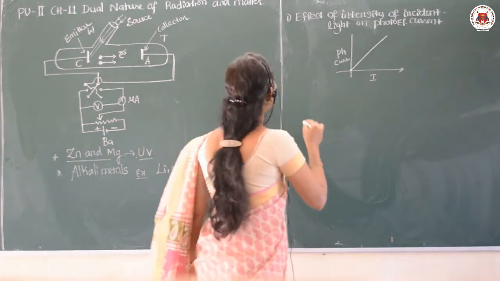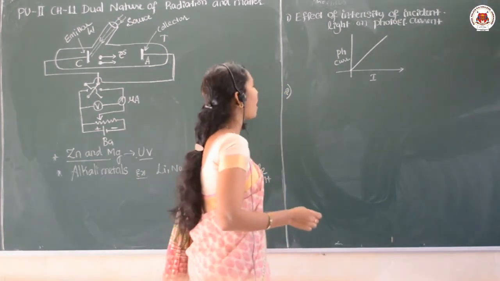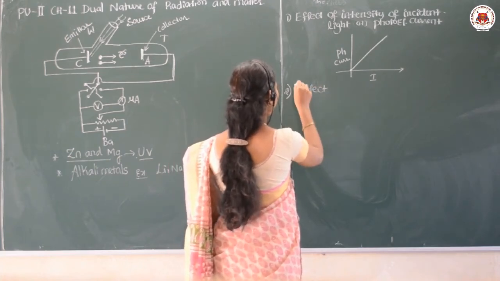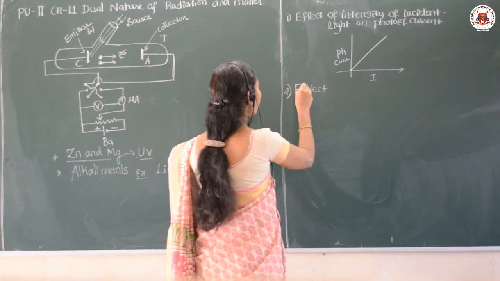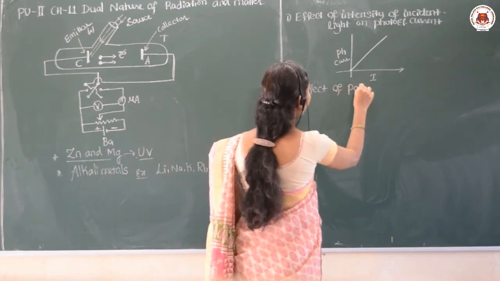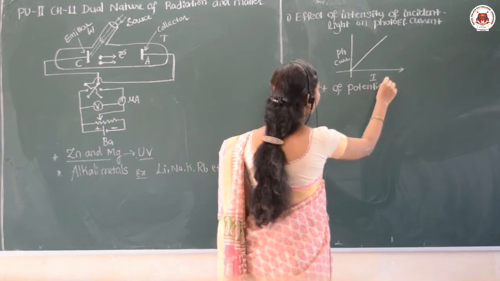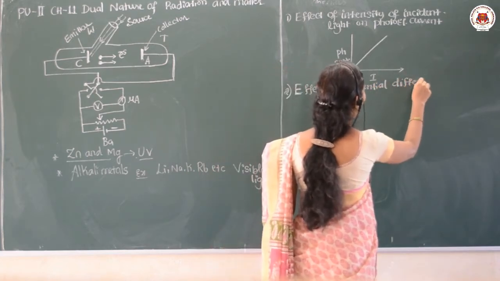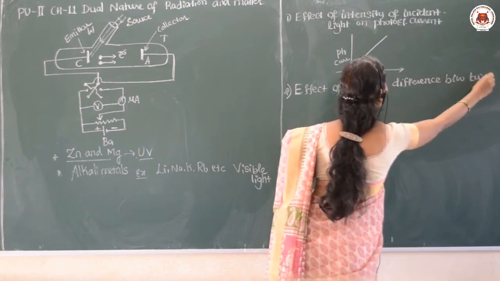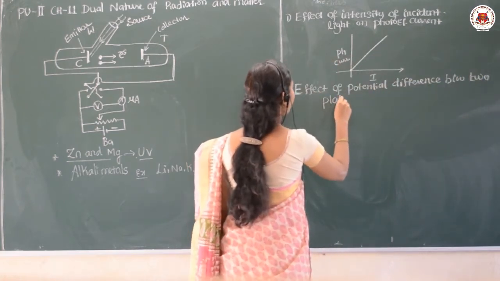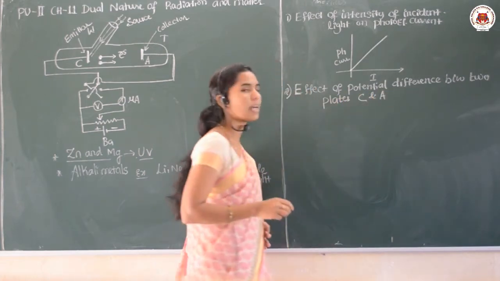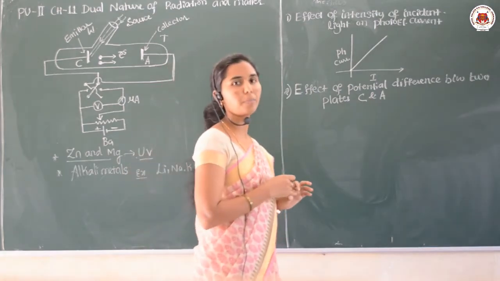Today we will discuss the next point: the effect of the second factor on which the photoelectric current depends, the effect of potential difference between the two plates C and A. As you know, C is the emitter plate, A is the collector plate, right?